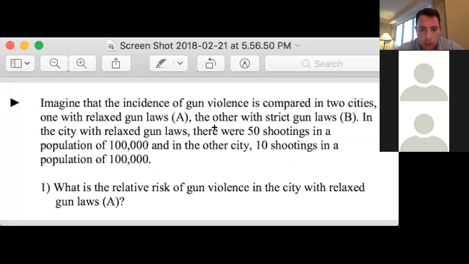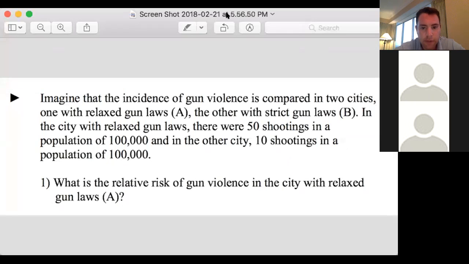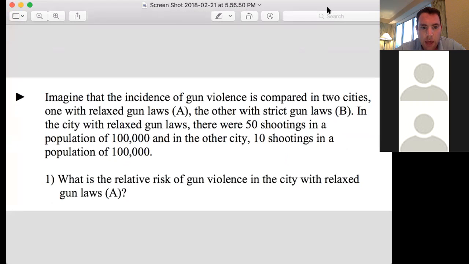Okay, so here's a new example, and we could try to quickly work through this together. This is kind of relevant in light of recent events. Imagine that the incidence of gun violence is compared in two cities. One with relaxed gun laws, which will be A, and the other will have strict gun laws.